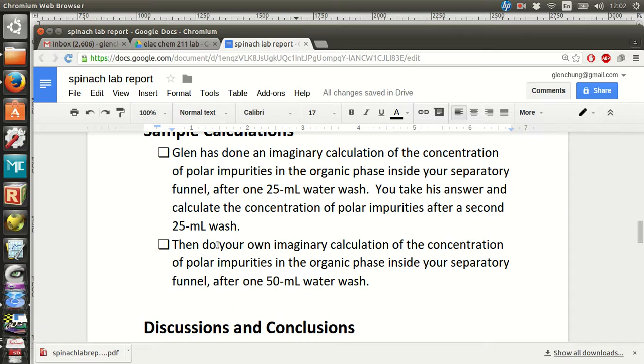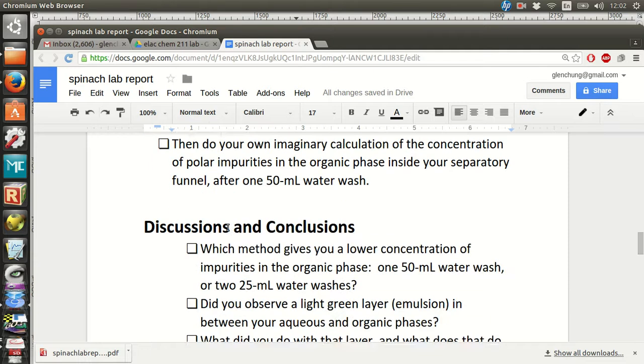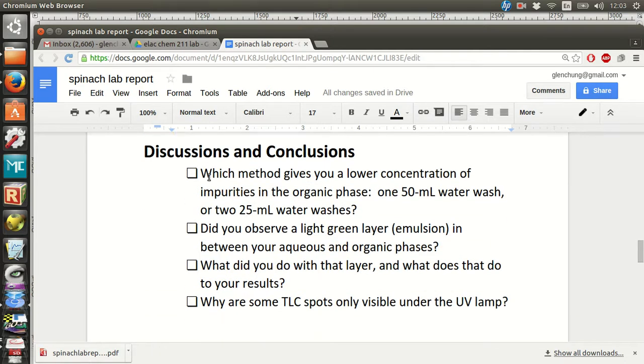And then I want you to do another imaginary calculation by starting over. Instead of having 25 milliliter washes done twice, I want you to start with 10 milligrams of imaginary impurities and then wash it just once with 50 milliliters of water. And I want you to see that the X that you get there after that 50 milliliter wash is different from the X that you would get after 2 25 milliliter washes. So please show those 2 calculations. Please email me if you have questions about that, or if you don't understand what I want you to do.